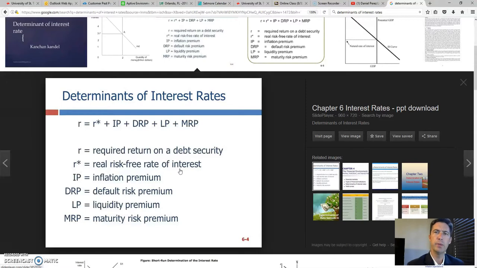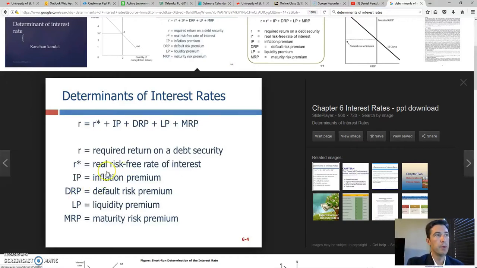So the Treasury bill is something that is the closest to the risk-free rate of interest. However, the Treasury bill is not completely free of default risk, even though that's the way we think about it. And the Treasury bill also has an inflation premium included in there. This R star that we're talking about has no inflation premium. It is just the interest rate that is charged on a risk-free instrument without inflation.